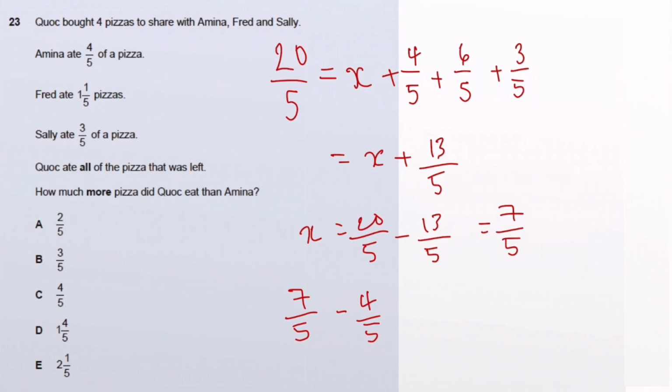So we have Kwok's portion minus Amina's portion, which is equal to 3/5. And thus, we can conclude that B is the answer. Kwok ate 3/5 of a pizza more than Amina.